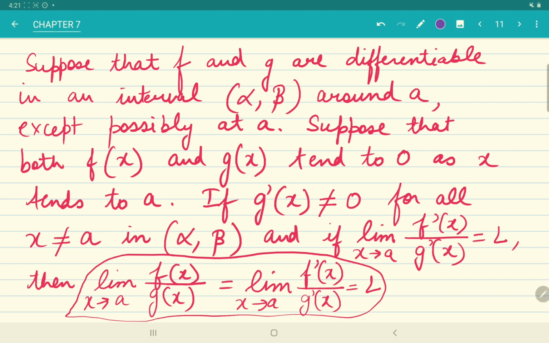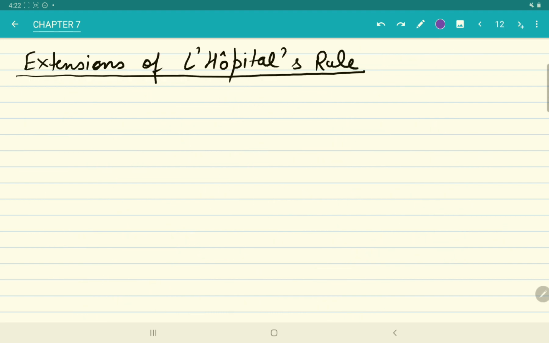What is written here: limit x tending to A f of x by g of x is equal to limit x tending to A f prime x by g prime x is equal to L. Here we talked about an interval alpha beta around A. But what if A is an endpoint of the interval alpha beta? Then wherever I have written x tends to A, that will be replaced by x tending to A plus or x tending to A minus. That means x tending to A from above or from below. So that's the first extension.